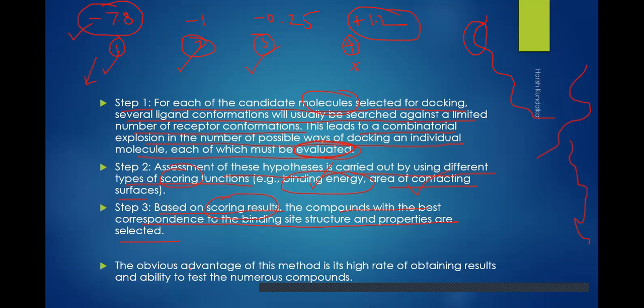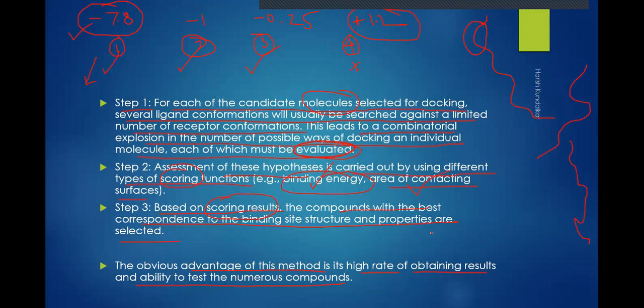All right. And then the obvious advantage of this method, that is the docking method, is its high rate of obtaining results and ability to test numerous compounds. So initially, when researchers started using docking, the algorithms were very, very slow, and the results used to be very delayed. Once a docking software was started, it used to give results per molecule, and it used to take many, many hours. So if you have to dock, suppose, 10,000 molecules or 1 billion molecules, it will take years together, right?